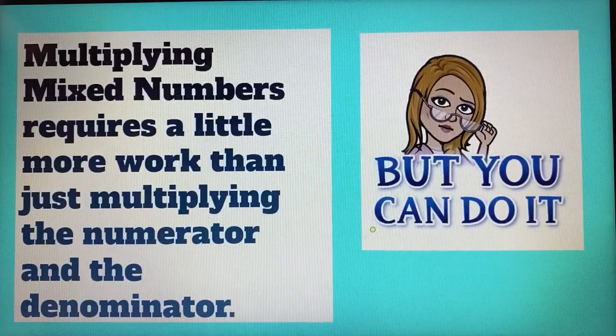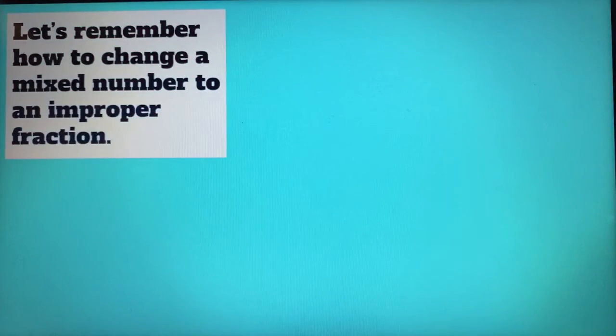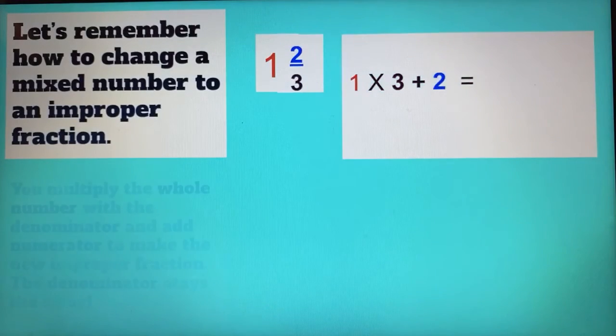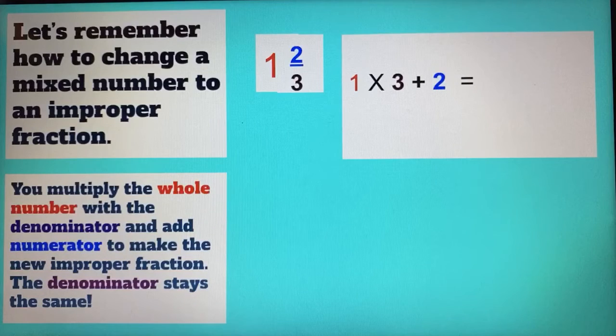We're going to be multiplying mixed numbers today, and that requires a little more work than just multiplying the numerator and the denominator. But you can do it. Let's remember how to change a mixed number to an improper fraction. So here's a mixed number, and what we do is we multiply the whole number with the denominator and add the numerator to make the new improper fraction. The denominator stays the same. So we multiplied 1 times 3, and we added 2, and we got 5 over 3.